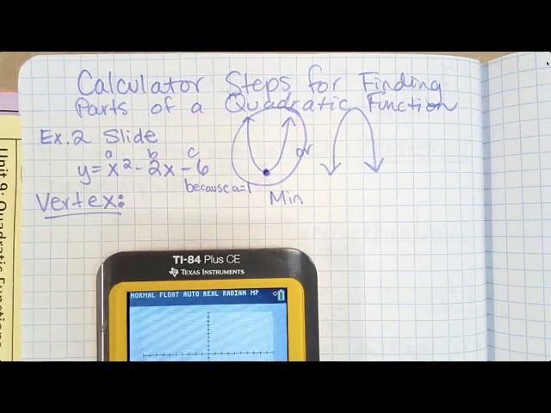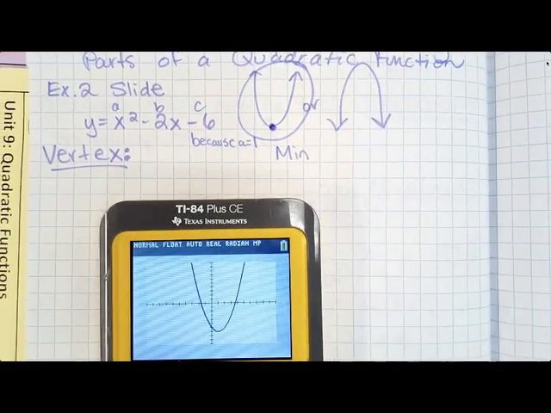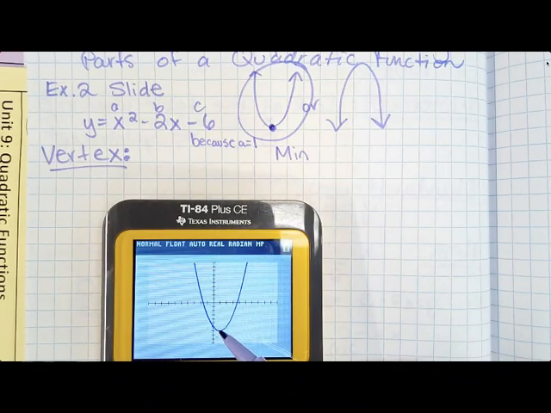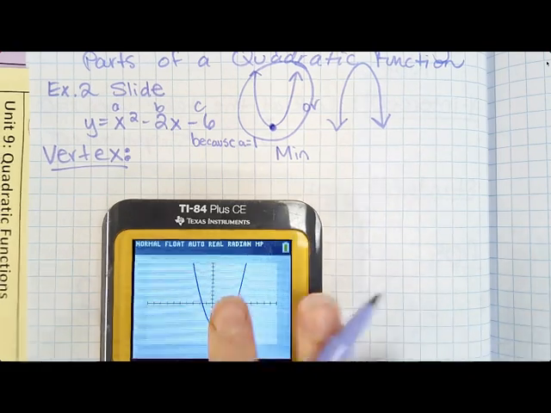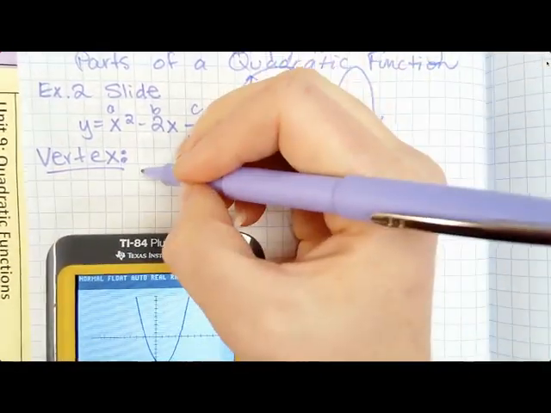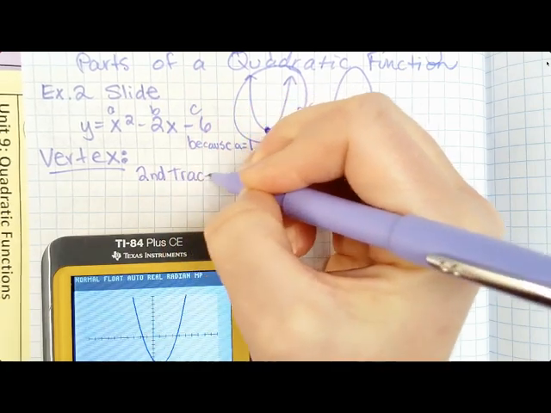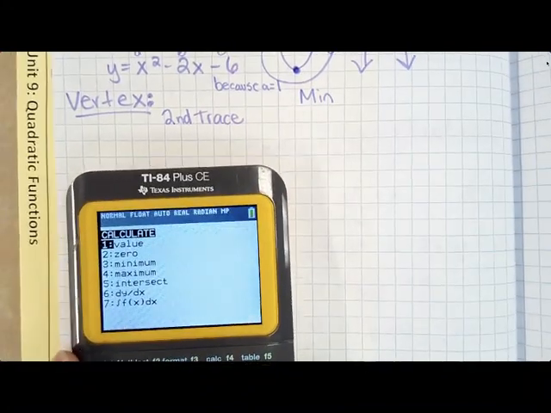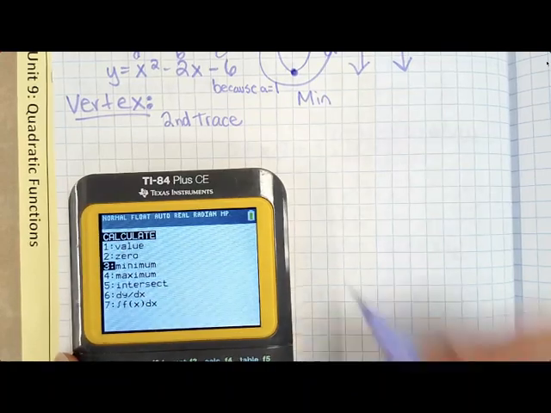So we'll go to graph, and let's look at it. Make sure we can see it. If we can't see it, then we would need to zoom out. So we know our vertex is right around there. Well, right there. There we go. So we can have our calculator actually calculate it. We are going to do second trace. And because this is a minimum, it's going upward, we are going to go to number 3, which is minimum.